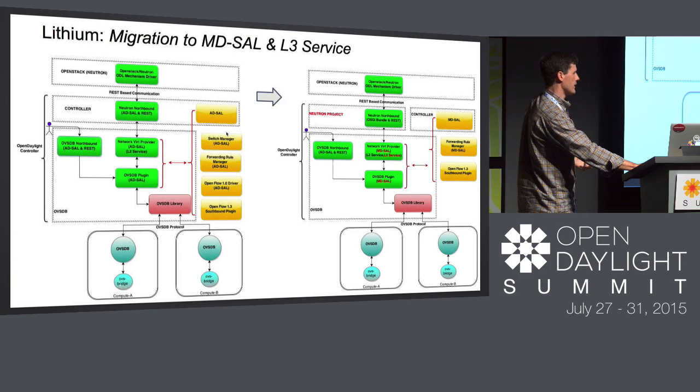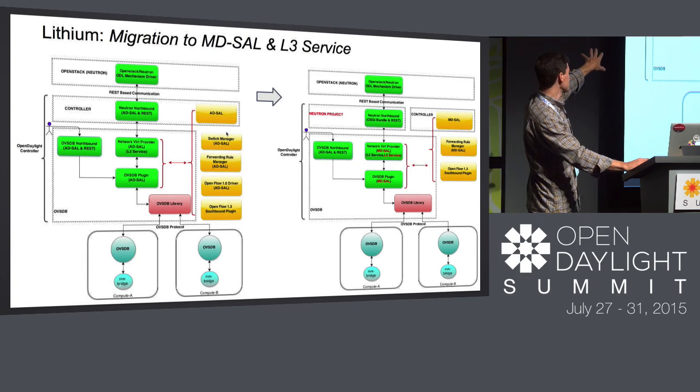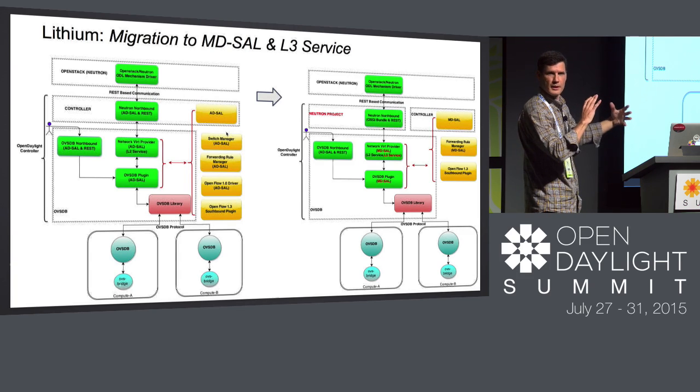That was actually another big thing that we wanted to do for Lithium. And you can see on the left side, it's part of the controller. There really is no Neutron block. I mean, it says Neutron Northbound, but it's really just a blob inside of the controller. A lot of projects were in the controller, it's kind of like a dumping ground for everything. It was just in there.